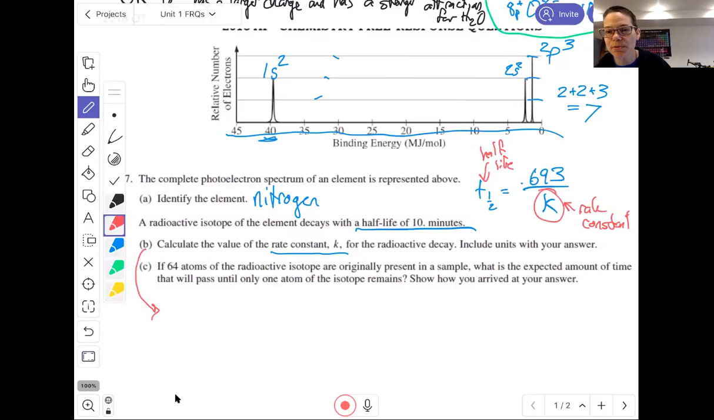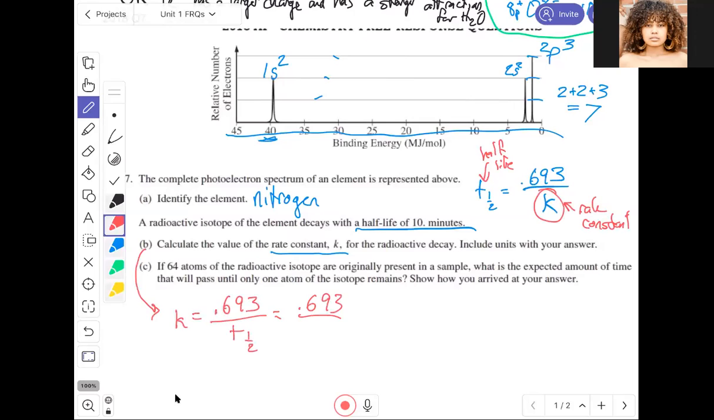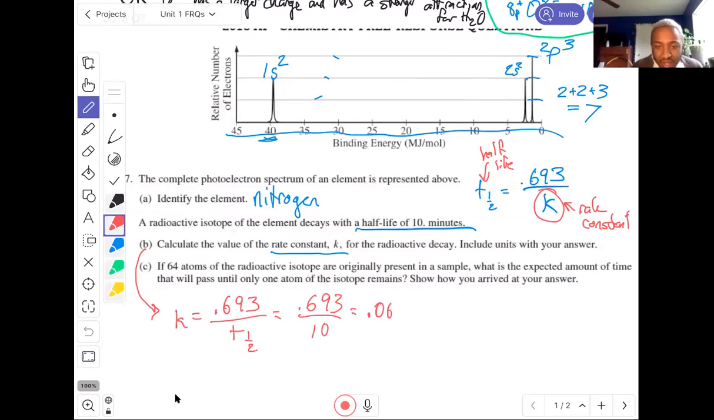How do you rearrange that equation? You multiply both sides by k, and then to get k by itself, you divide by the half-life. So it should be 0.693 divided by half-life. What am I plugging in my denominator? 10. So the answer is super easy. You don't even need a calculator. Move the decimal: 0.0693.